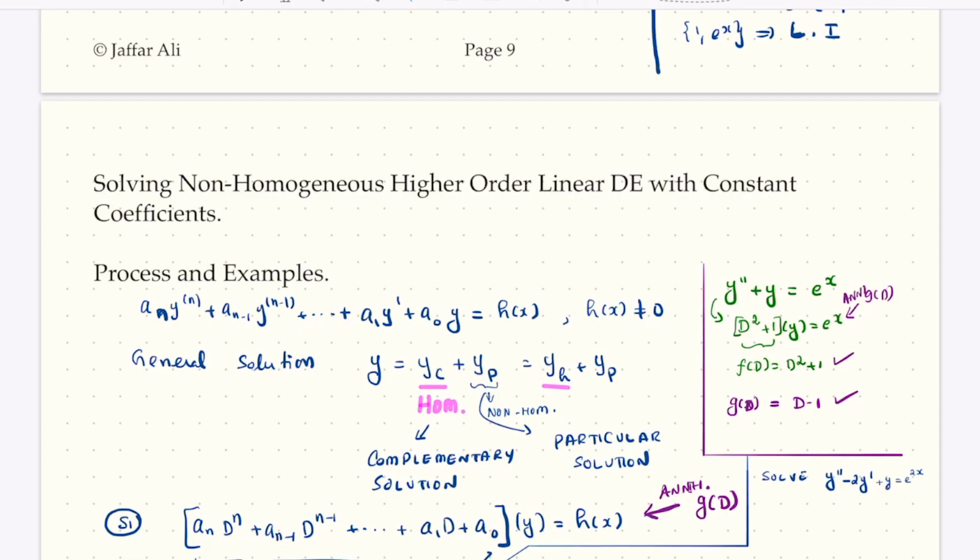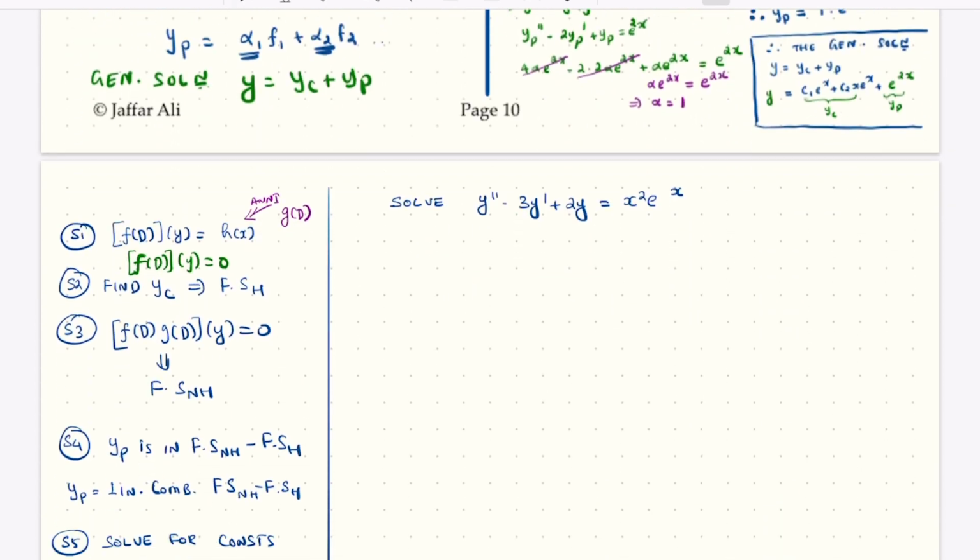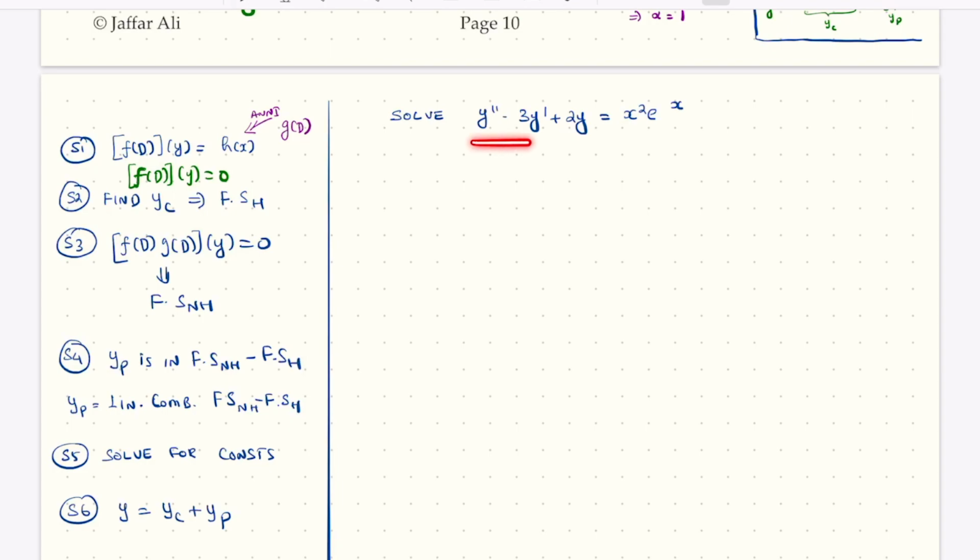Hello differential equation students. In this video we'll take a look at an example of how to solve non-homogeneous higher order linear differential equations with constant coefficients. I think we did a process in the previous video. Now let's take a look at another example that is not necessarily simple. So we're going to solve this particular problem right here, and let's see how we do that.